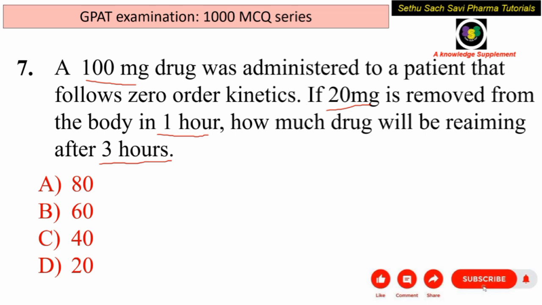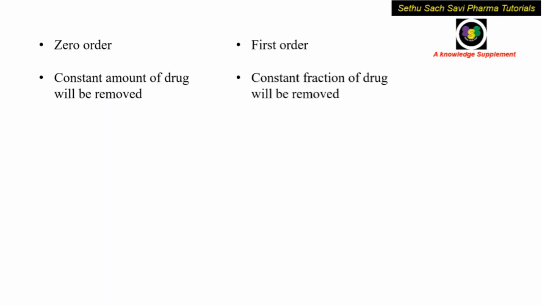See, here we have to note one thing. It is following zero order kinetics. There are mainly two types of kinetics that a drug follows. First one is the zero order kinetic and the second one is the first order kinetic. Whenever a drug follows zero order kinetic, a constant amount of drug will be removed from the body. While when a drug is following a first order kinetic, a constant fraction of the drug will be removed from the body.